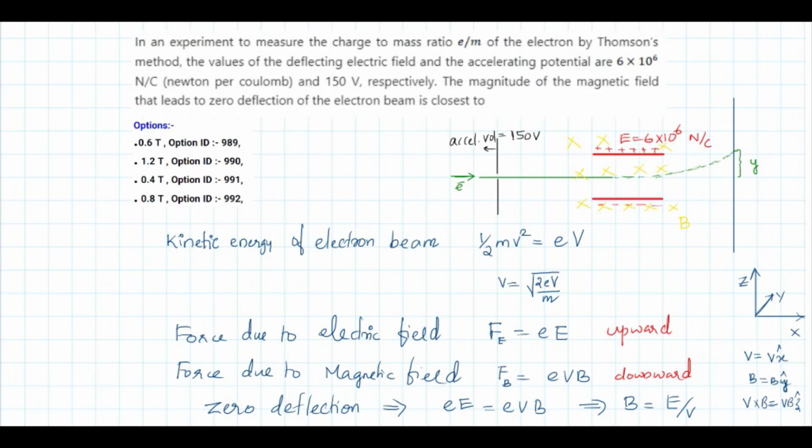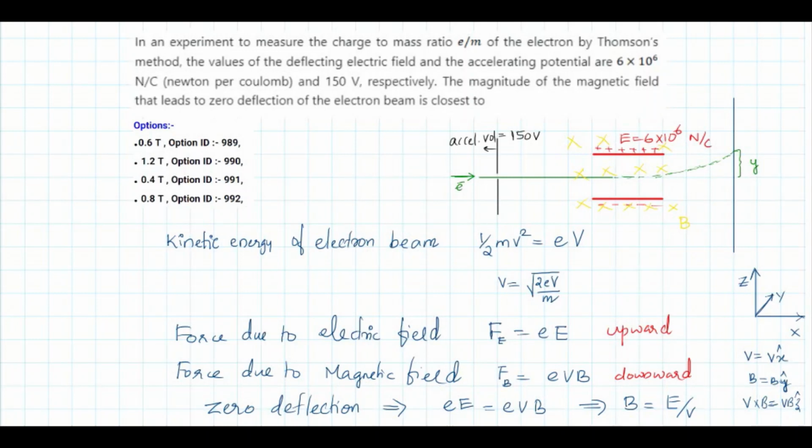Here, this electron beam is accelerated by a voltage of 150 volt. That means we can calculate its velocity using this equation. The kinetic energy acquired by an electron when it is accelerated through a potential of V volt is given by half mv square equal to eV, where e is the charge of the electron. Solving this, we can calculate v, the velocity of the electron beam, given by square root of 2eV, where capital V is the accelerating potential, divided by the mass of the electron.